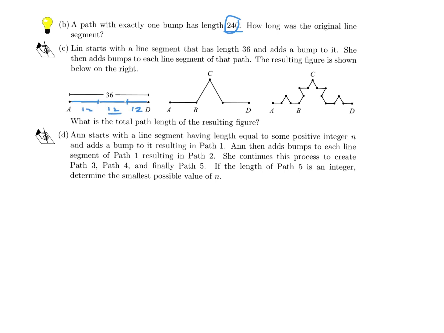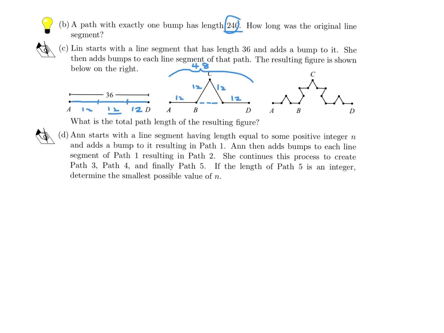And then the middle segment was taken out. So this is 12, this is 12, and then that's the segment that's taken out, and then they built this equilateral triangle, so those are going to be 12 and 12. So this has a total length of 48, correct?